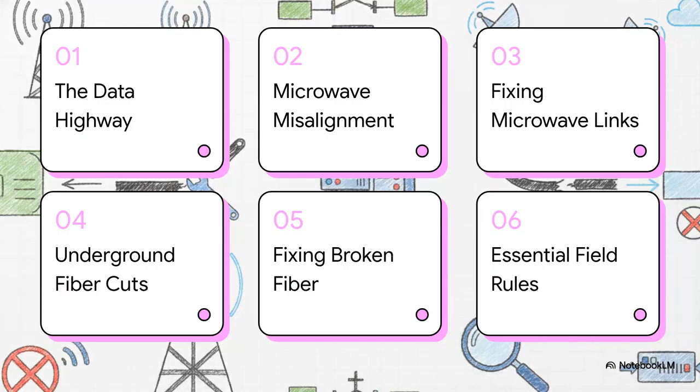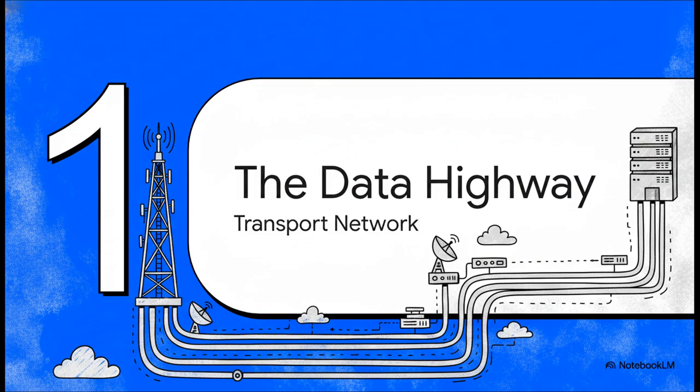Here is our roadmap for today. We'll start with the data highway, move into Threat 1, microwave misalignment, and then how to fix that microwave link. After that, we'll cover Threat 2, underground fiber cuts, fixing the broken fiber, and finally, we'll wrap up with some essential field rules. All right, let's jump straight into Section 1, the data highway.